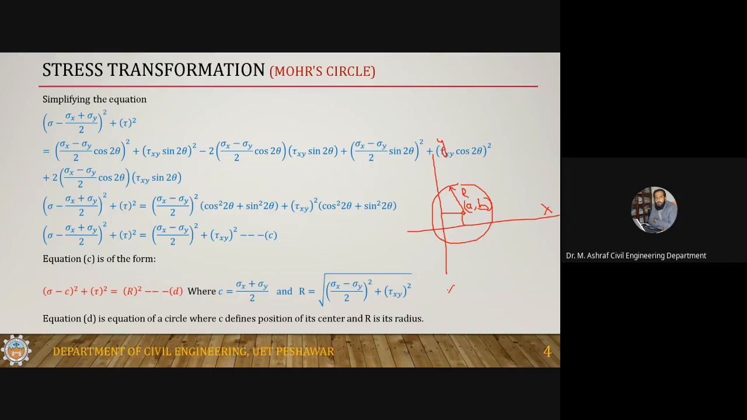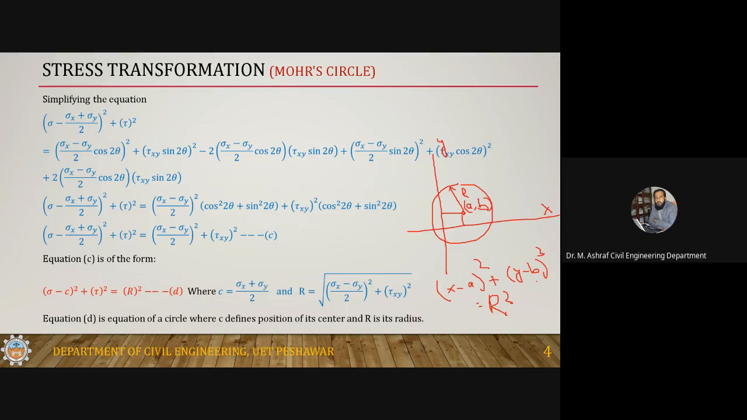You know this, that the equation of this circle will be (x minus a) squared plus (y minus b) squared is equal to r squared. This is the equation of this circle. Okay, this is the standard form of equation.